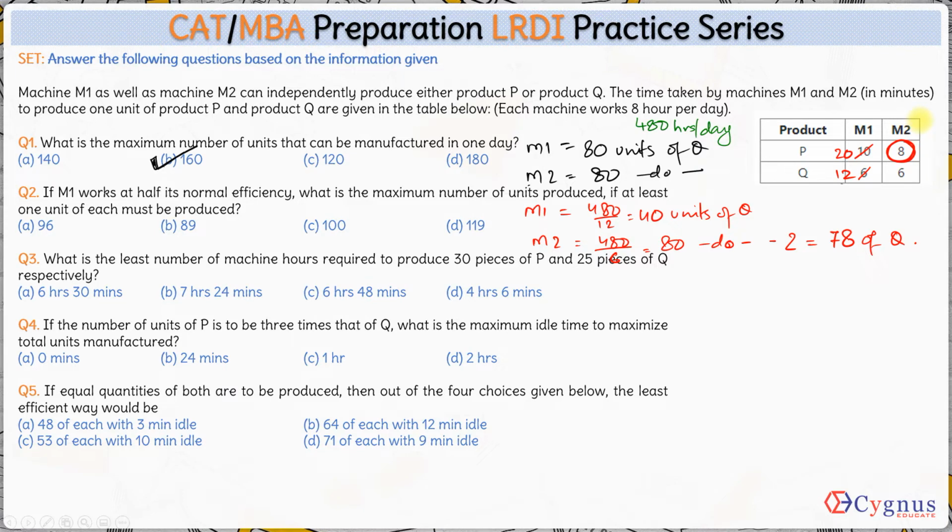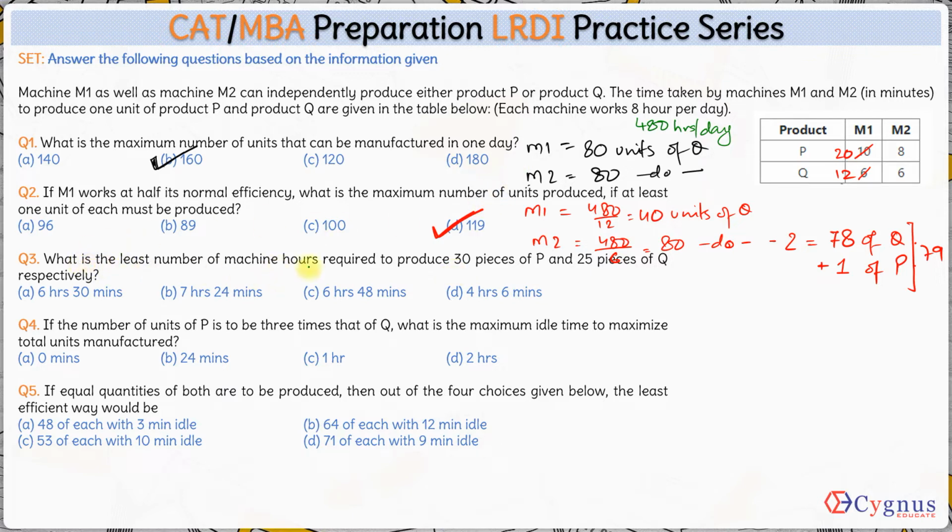4 more minutes will be left, but we cannot do anything with those 4 minutes, right? We saved 12 minutes, utilized 8 minutes for manufacturing P. The remaining 4 minutes will be idle. So we can manufacture 1 unit of P from here. So effectively we have 79 units being manufactured by M2 and 40 units being manufactured by M1. So the total number of units, maximum units, will become 119 now. Option D here. Okay. Let's look at the next question.